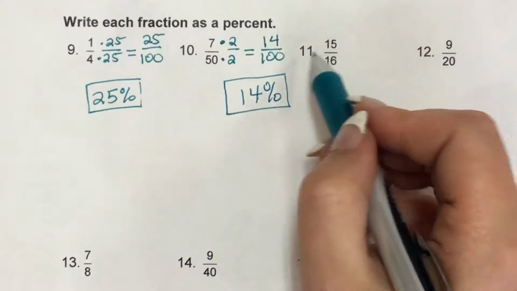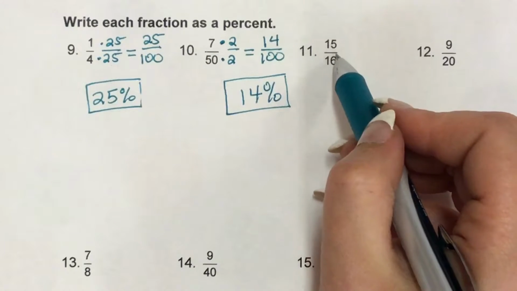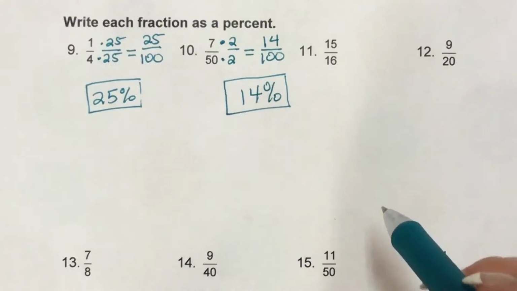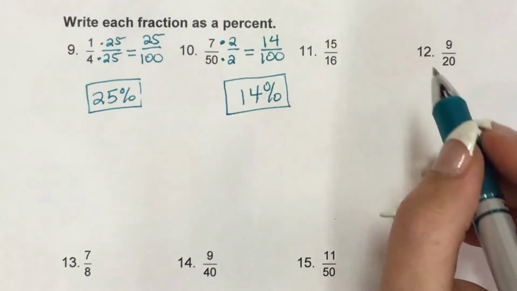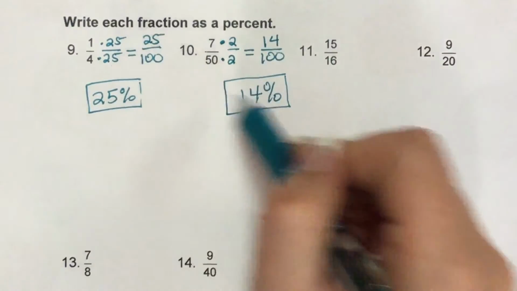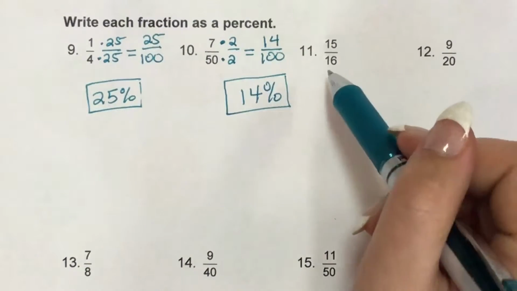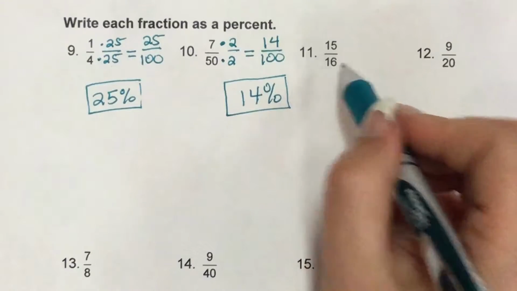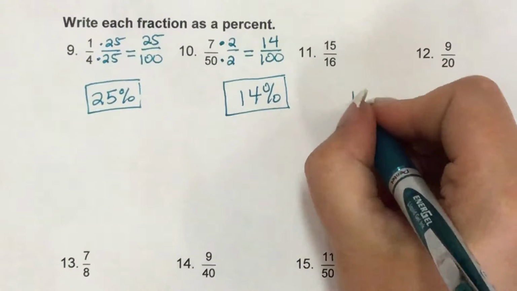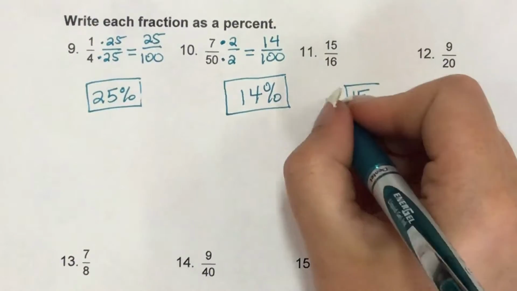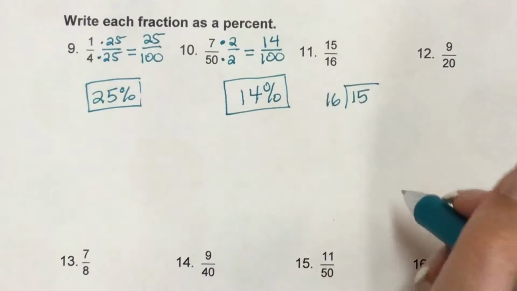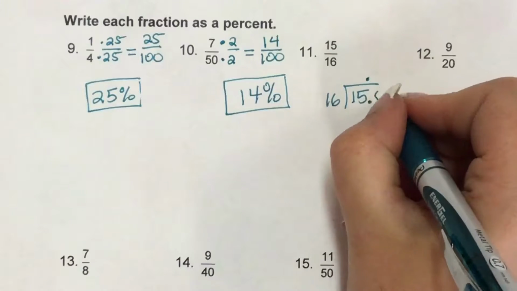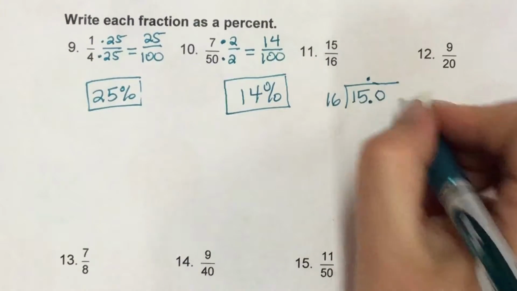Now, number 11, we move on to 15 over 16. 16 is not really easy to write with a denominator of 100. So the way that I used over here is not really advantageous here. So I'm going to do the long division. I have to do 15 divided by 16. Now, does 16 go into 15? No, it does not. So I'm going to add a decimal place and add a 0. Now, does 16 go into 150?